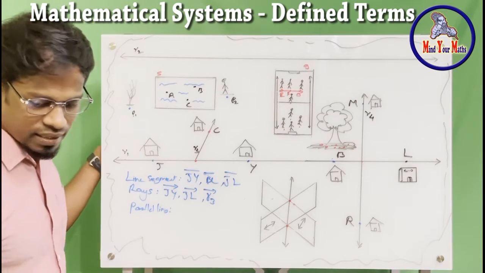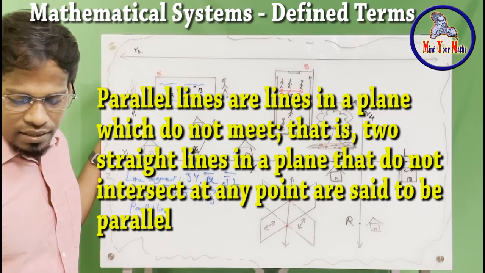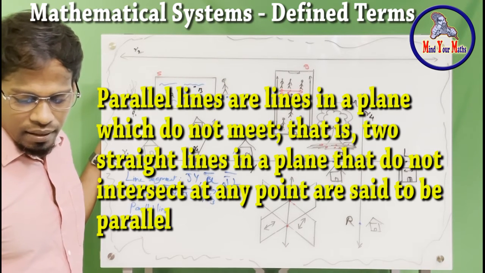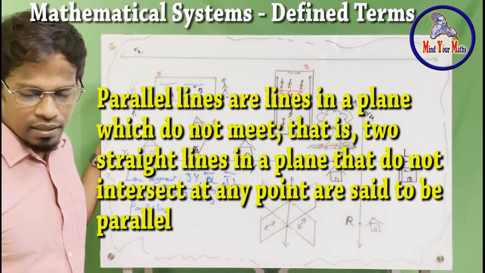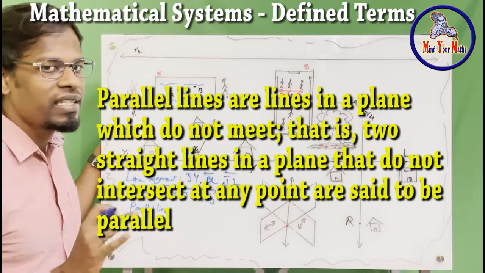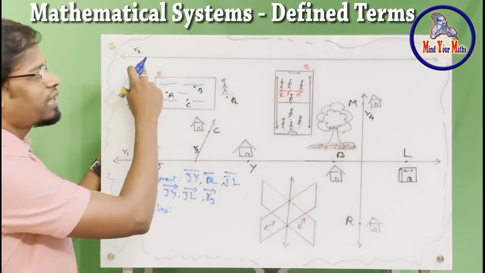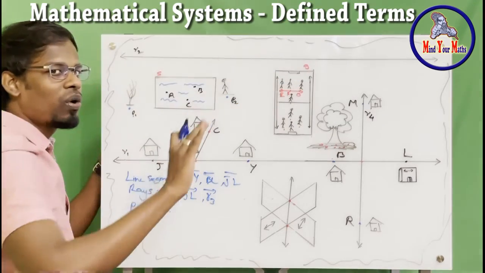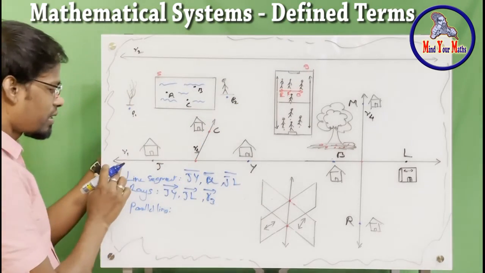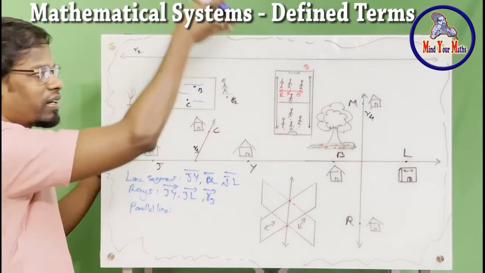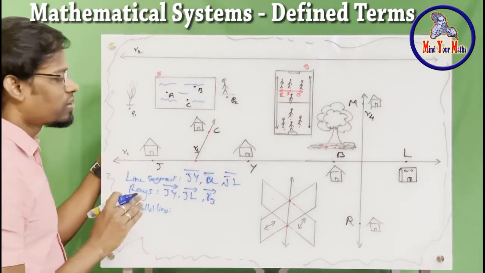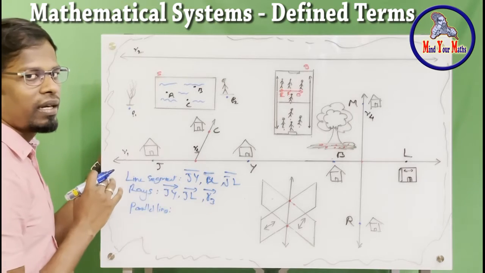By definition, parallel lines are lines in a plane that do not intersect anywhere. So that is the definition, right? You see here, this line and this line, no matter how far you go, will never intersect. It means they will never cross each other, so that is why they are called parallel lines.